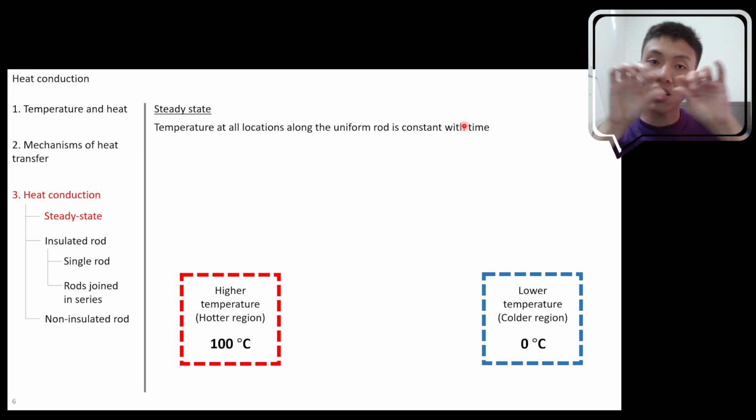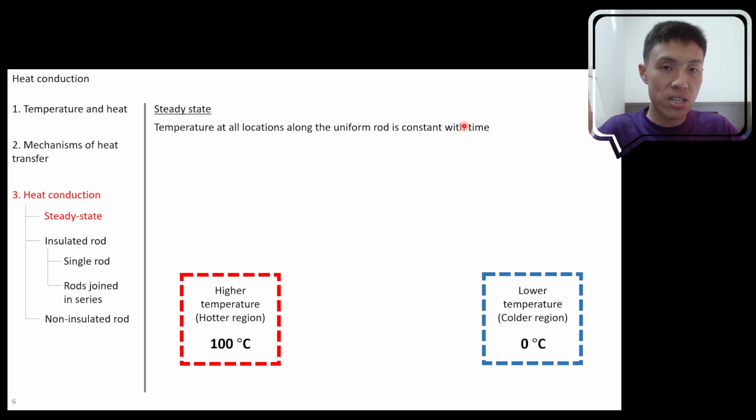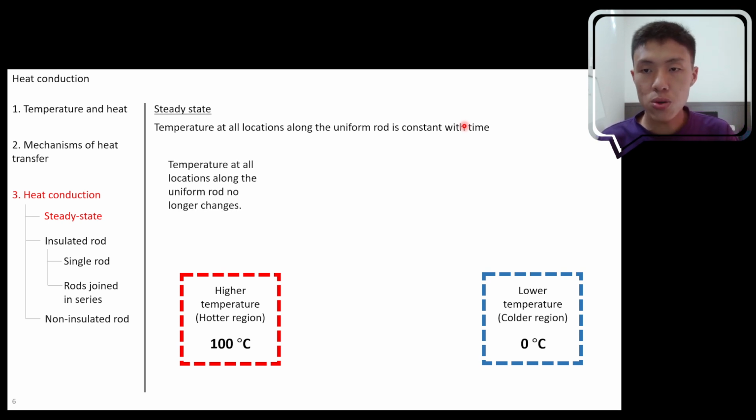We are not saying that the whole rod has the same temperature. What we are saying is that the temperature at all positions along the rod have different values, but those values will no longer change with time. This is what we are trying to emphasize here. It is constant with time. So the temperature at all locations along the uniform rod no longer changes.